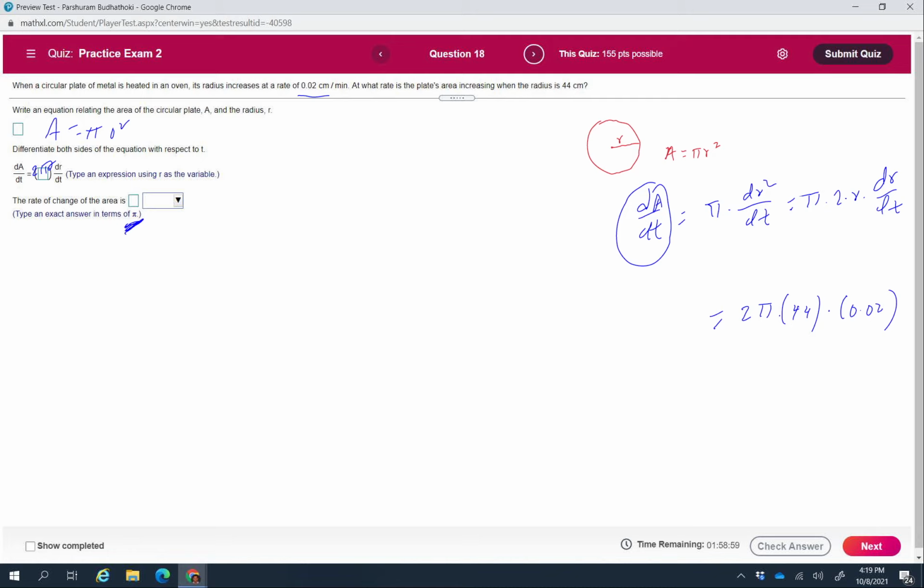So if you multiply 2 times 44 times 0.02, which is, I'm going to use my calculator here, 0.02 times 2 times 44, which is 1.76 pi. So that's our answer here, 1.76 pi. But remember, the radius changes in centimeters per minute, but the area change would be in centimeters squared per minute, because area means it's a square of the radius. So that's the answer.